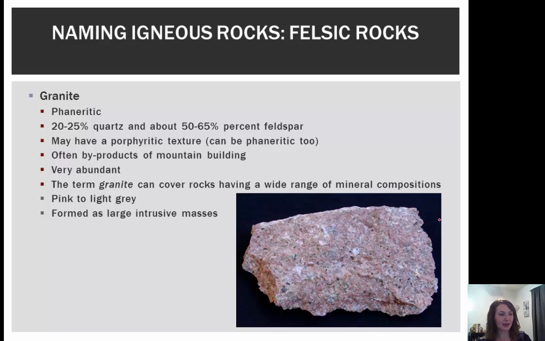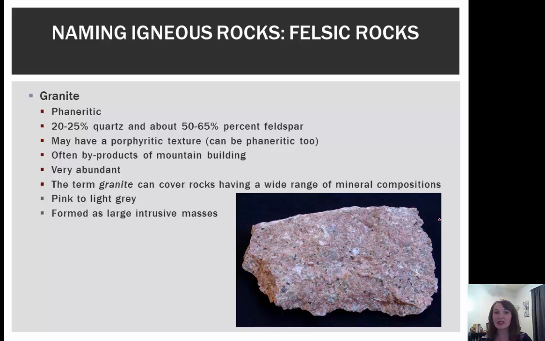Alright, so we're going to talk about naming of our different igneous rocks, and we're going to go through several different types. First, we're going to start off with our felsic rocks. So these are our light colored ones. We have granite, which is phaneritic, which means that we can see the different minerals in it. So it's 20 to 25% quartz and about 50 to 65% of feldspars.